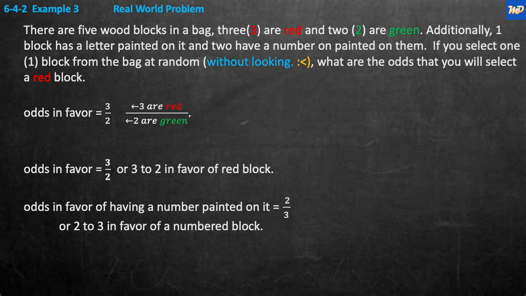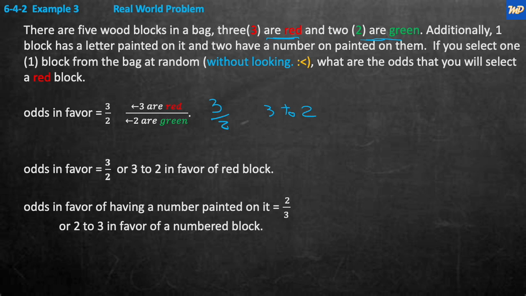Because you want a red block, the favorable event is getting a red block. So there are 3 red and 2 green. So the odds are 3 to 2, reds over greens, that you're going to get a red block. What are the odds in favor? Here they wrote out the equation, but we're just saying it the way I did up here: 3 to 2 in favor of the red block.